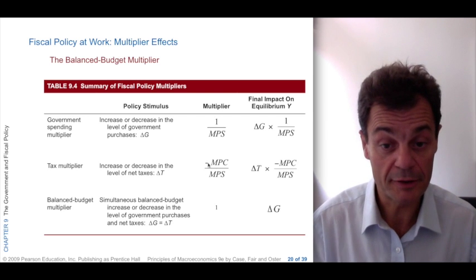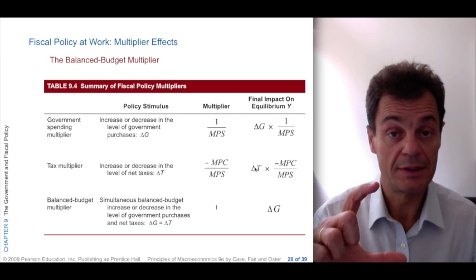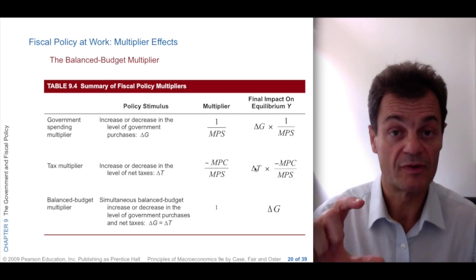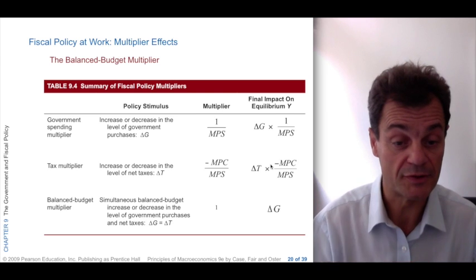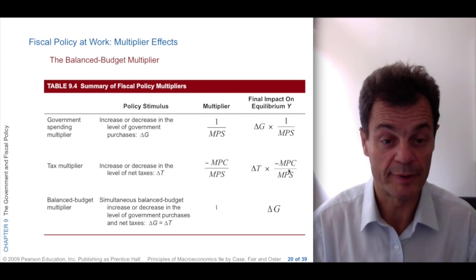The tax multiplier is negative, as we said. When taxes are increased, the income decreases. When taxes are decreased, the income increases to the tune of this ratio between the 2 marginal propensity.